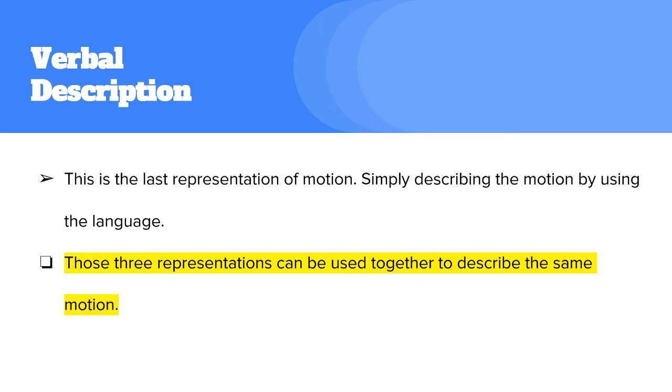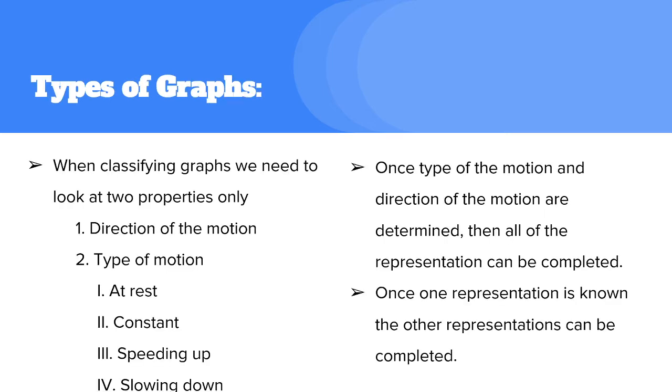And another way to describe the motion is verbal. This is the last representation of motion, simply describing the motion by using language. Those representations can be used together to describe the same motion. So if you say speeding up, you can describe it verbally, just like we did. You can use the motion map, you can use the graphs, or you can use the equations to describe the same motion.